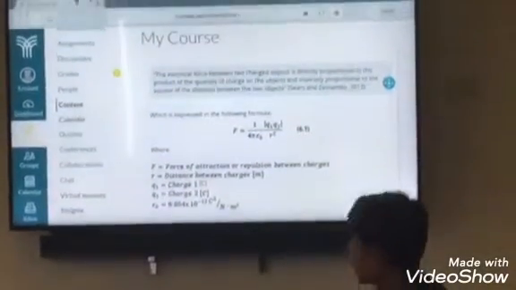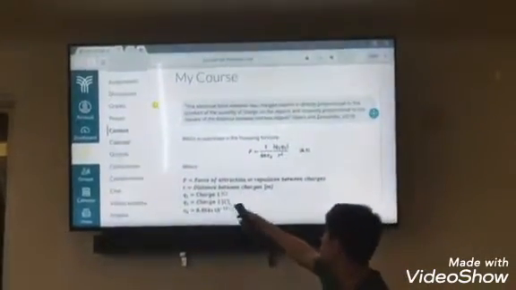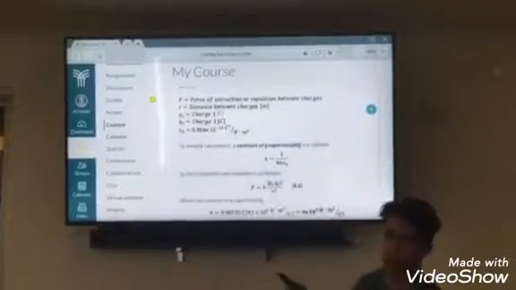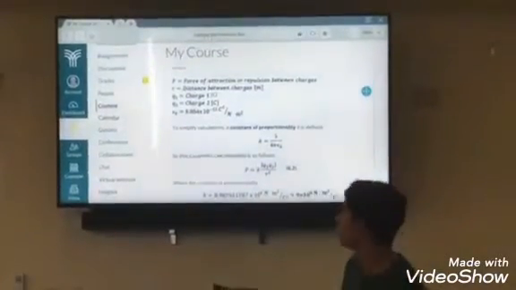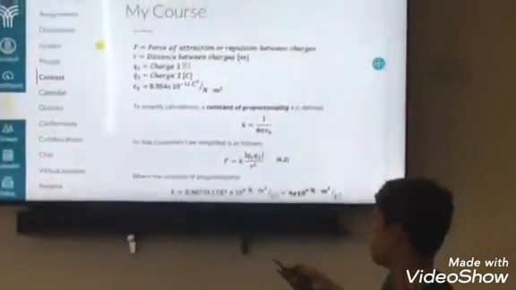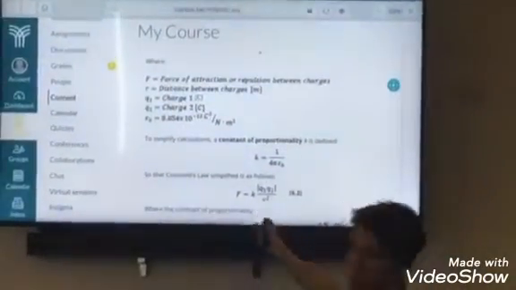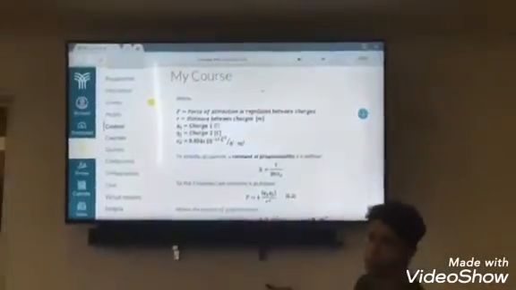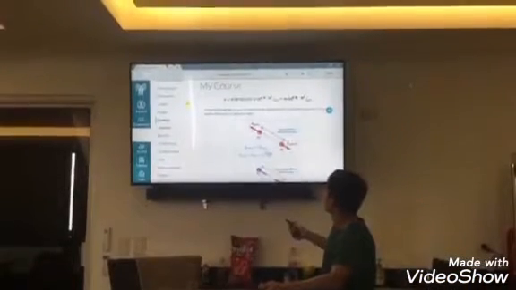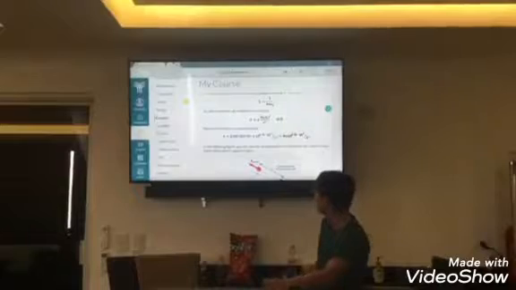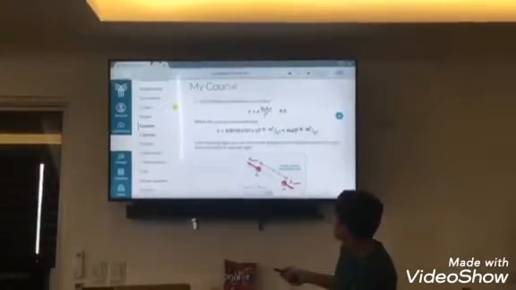First one, we have the F. The F is the force of the attraction. The r is the distance between the two charges. And here we have Q1 and Q2, which are the two charges that the problem mentions. And the constant k, which is 9 times 10 to the 9 exponent. It's expressed in newtons times meters squared divided by coulombs squared.